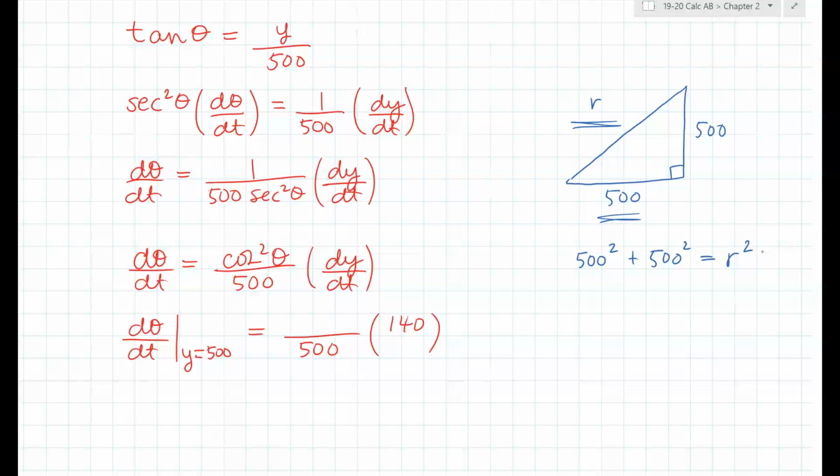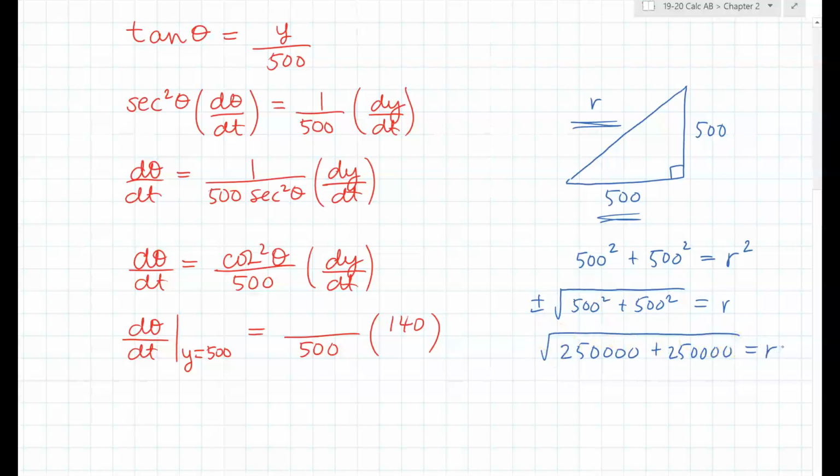From there, just kind of combine everything together. So we have the square root of 500 squared plus 500 squared equals r. I'm sorry, just equal to r. That's plus or minus. Okay. What do we get for 500 squared? That's 25, 1, 2, 3, 4. Plus 25, 1, 2, 3, 4. I'm just doing this in my head here. So that's 500,000. So that would be 500 radical 2 equals r.